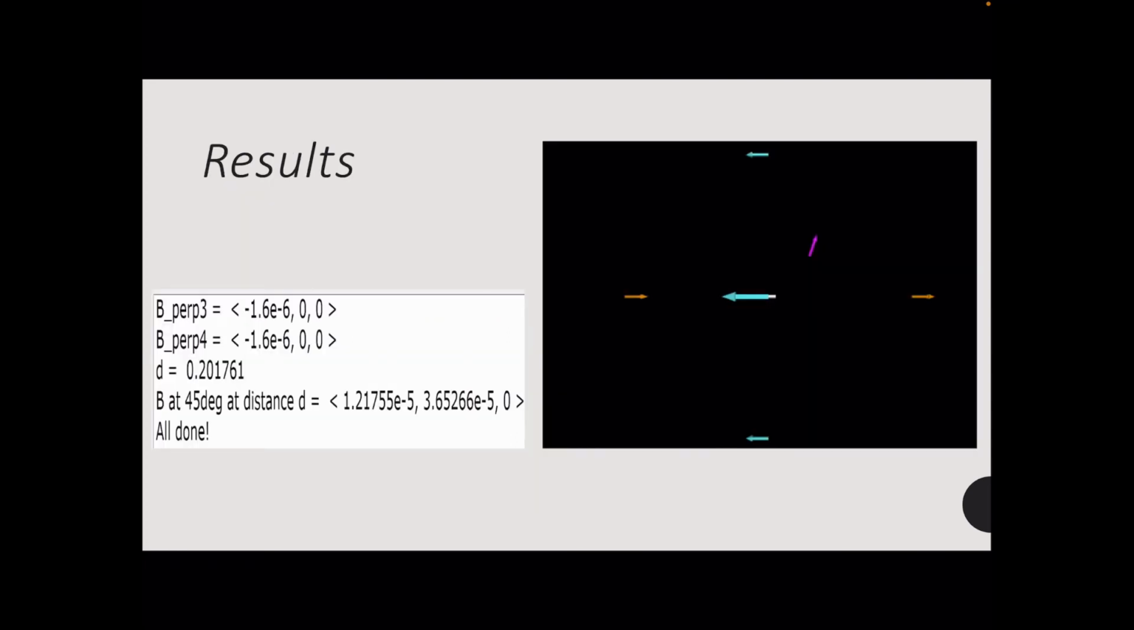These are the results of the model. The picture to the right shows the distribution of the directions of the bar magnet's magnetic field at different points. The image to the left shows the numerical results. Here you can notice the calculated magnetic field at 45 degrees is kind of close in the x component, but very different in the y component to the experimentally calculated values. This could be due to the inaccuracy in measurements or potential interference from nearby objects.